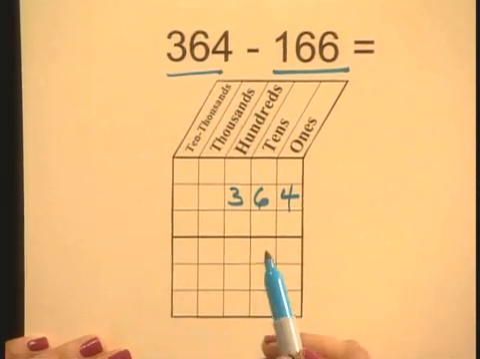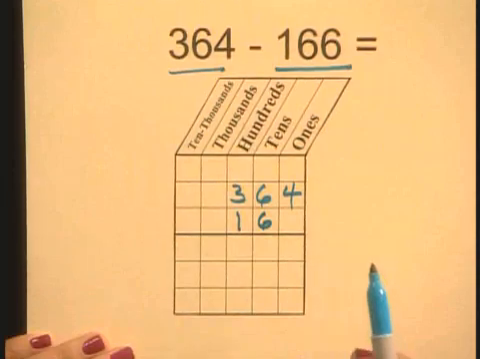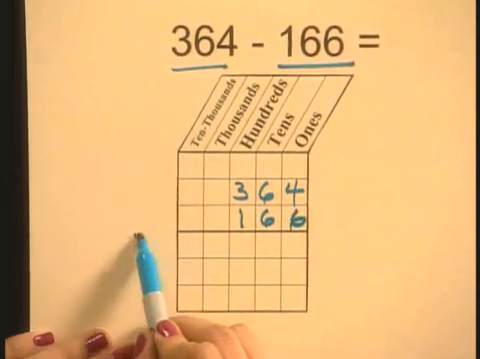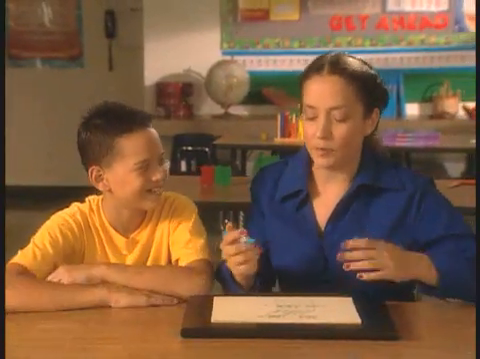1 would go in the hundreds. Right, and right underneath. The 6 would go in the tens. Good. And the other 6 would go in the ones. Excellent. And then we draw our line and our subtraction symbol, and we're ready to begin the second step, which is what? We subtract from? Right to left. Very good. Why? Because it's in the ones place. We start with the smallest place value.